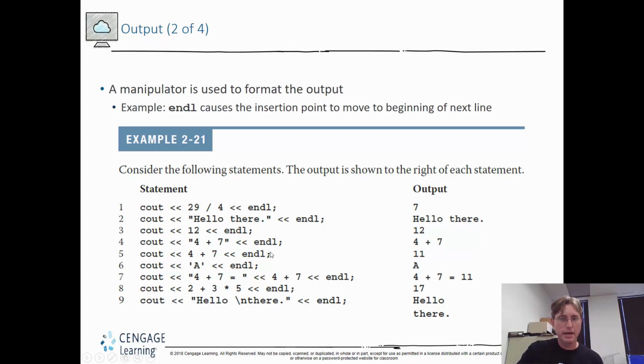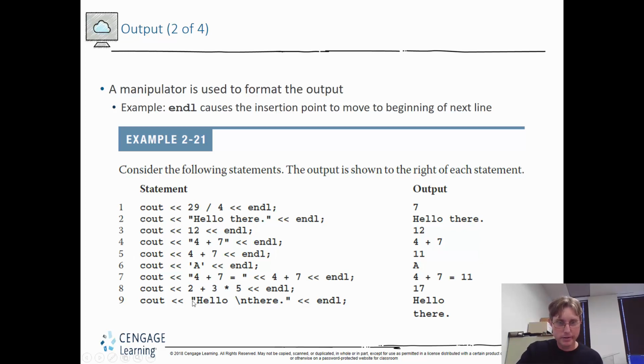Here it outputs an A. But what if you'd just done cout A with no quotes? It would think that A was a variable name. And if you have a variable named A, it would output what's stored in A. But if you don't have a variable named A, you'd get an error on that.